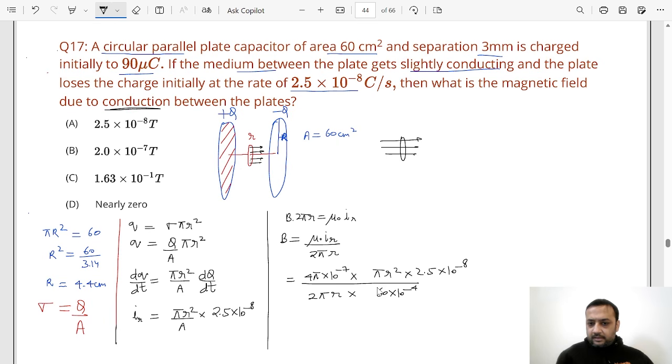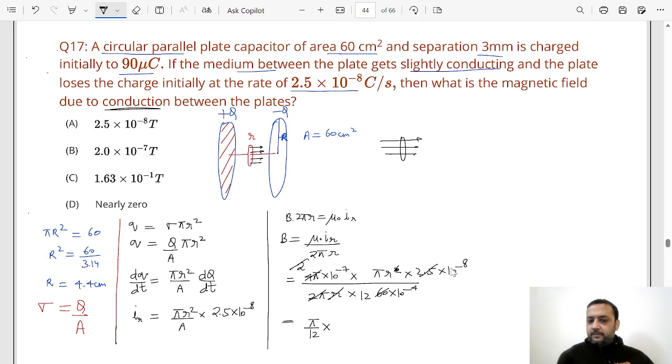Now if you see here, the 2 pi and this will make it 2, and this r will cancel completely. Now 2 into 2.5 becomes 5, and 5 will make it 12. So till now, from the calculation, we are getting pi upon 12 into 10 to the power minus 7 into 10 to the power minus 8.